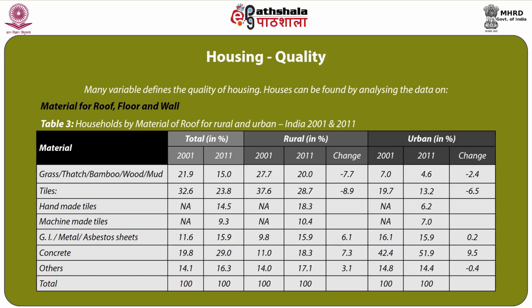If we see the total differentiation between 2001 and 2011 census data, it can be observed that grass, thatch, bamboo, wood and mud roofs have reduced from 21.9% to 15.0%, while there is also a decrease in tiles, that is from 32.6% to 23.8%. A significant increase is seen in households having concrete roofs, from 19.8% to 29.0%.